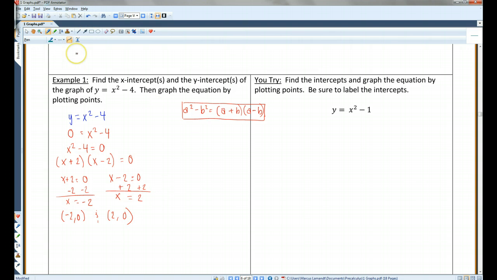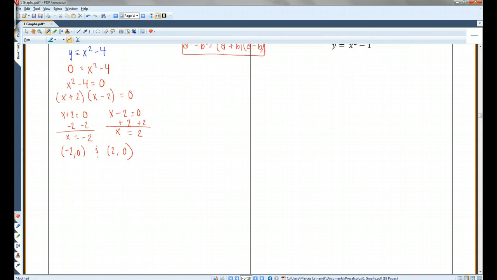So now let's find the y-intercepts. To find the y-intercept, you just plug in 0 for x. So I've got y equals x squared minus 4. I'm going to plug in 0 for x. So I got y equals 0 squared minus 4. y equals negative 4. So the y-intercept is 0, negative 4.